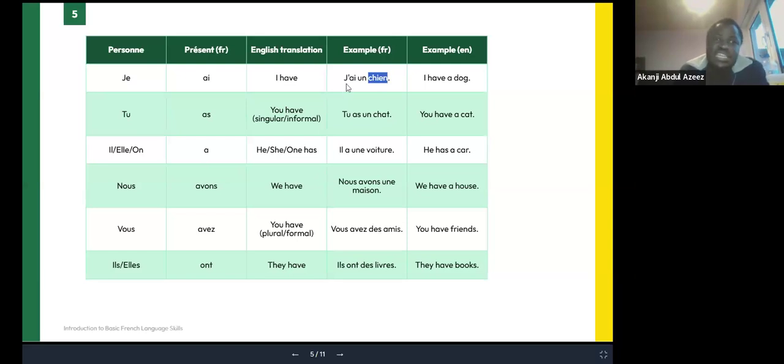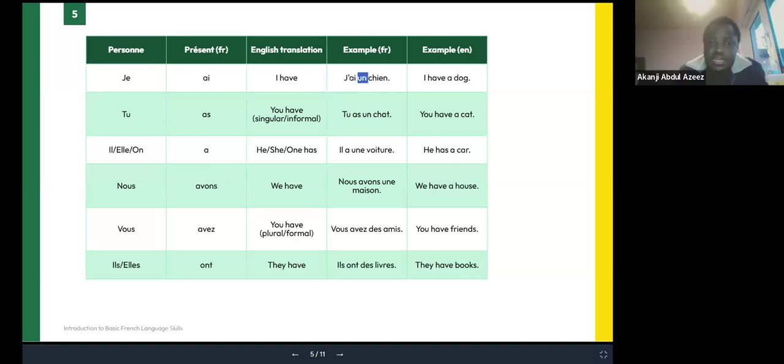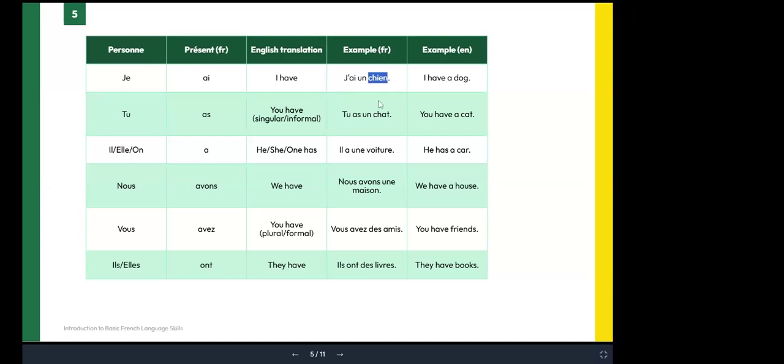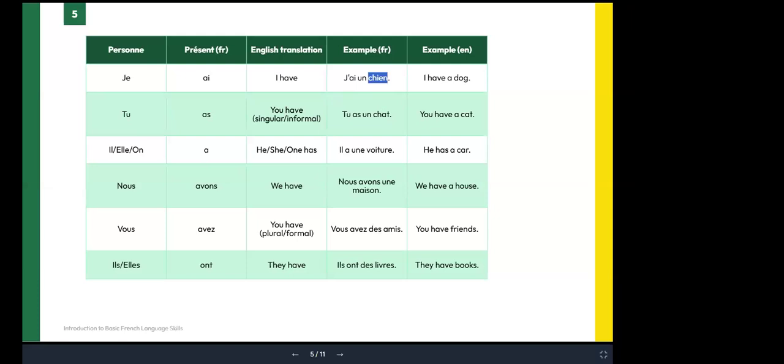So in this sentence, you say j'ai un chien. J'ai means I have. Un means one, and chien is dog. So you now say j'ai un chien. I have a dog. J'ai un chien.